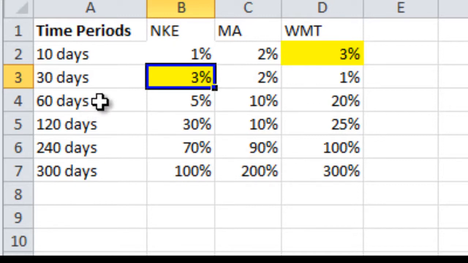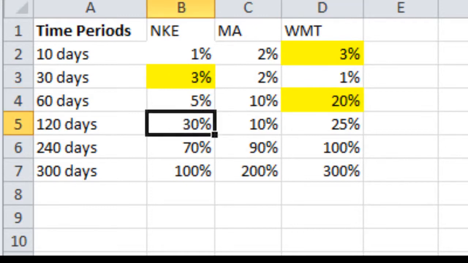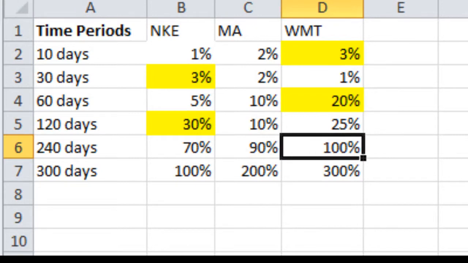In the 60-day time period, it looks like Walmart won with a 20% gain. In the 120-day time period, with a 30% gain that's larger than the other two, Nike wins that one also. Now for 240 days, Walmart wins with 100%. For the 300-day time period, Walmart with a 300% gain also wins. Now of course I just made these numbers up, but play along.